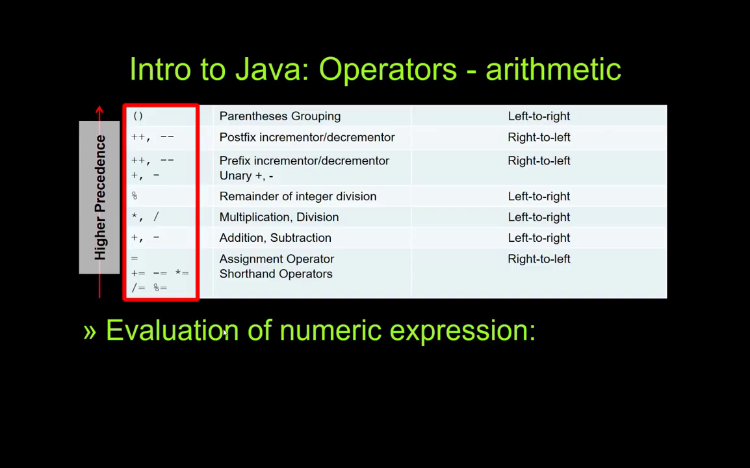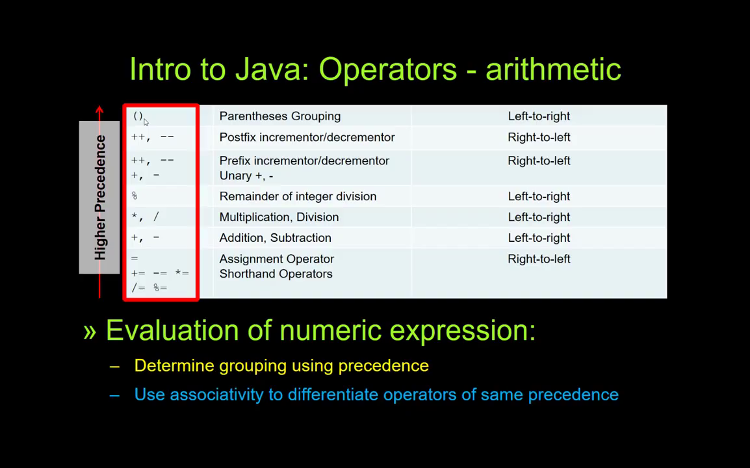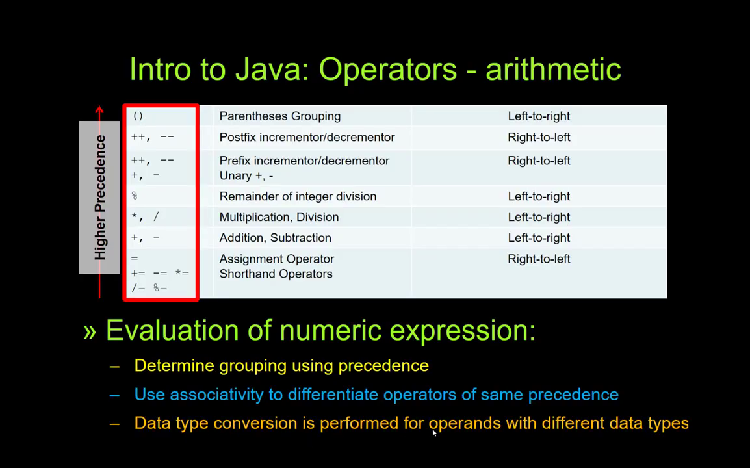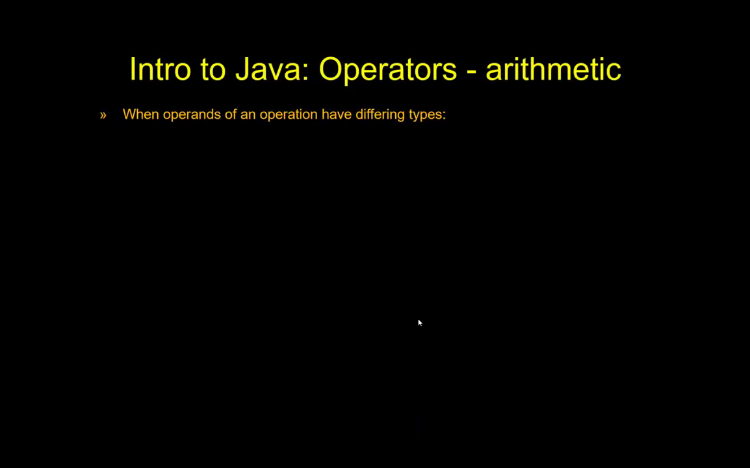In the evaluation of numeric expression, we have to determine the grouping with precedence. Here is the lowest precedence to higher precedence. We use associativity to differentiate operators of the same precedence. And data type conversion is performed for operands with different data types. Here is how the conversion being carried out.